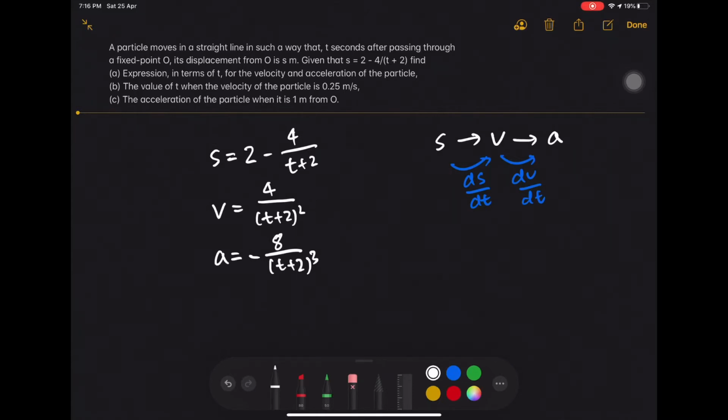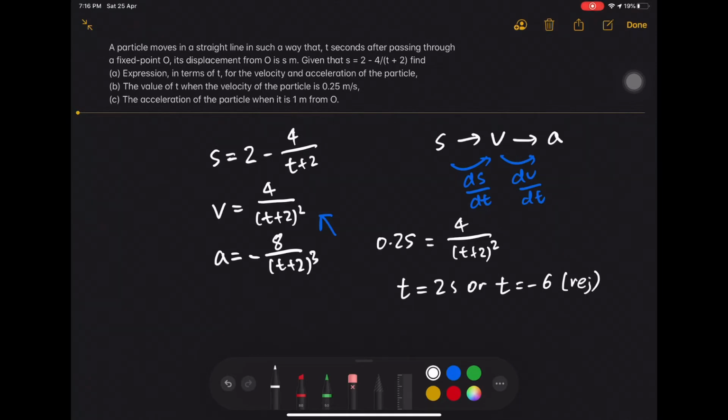For the next part of our question, we want to find the time when the velocity of our particle is 0.25 meters per second. We are given the velocity, so we're going to use our velocity equation. We write it down here: 0.25 equals 4 over (t plus 2) squared. We're going to solve this and find t. Because it's a quadratic equation, you have two values: t equals 2 or t equals minus 6. Time is not going to be negative, so we reject this and accept 2 seconds.